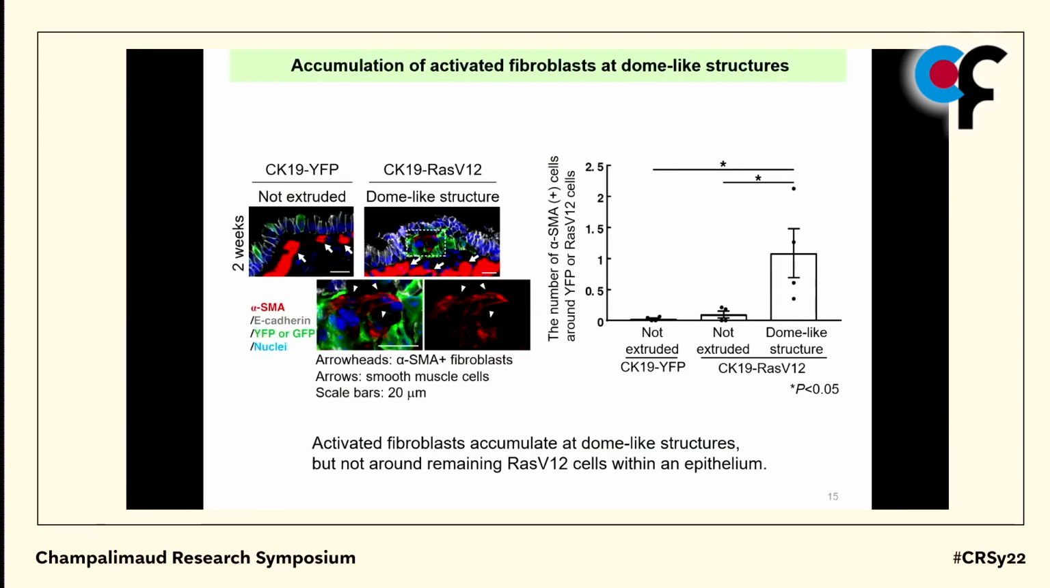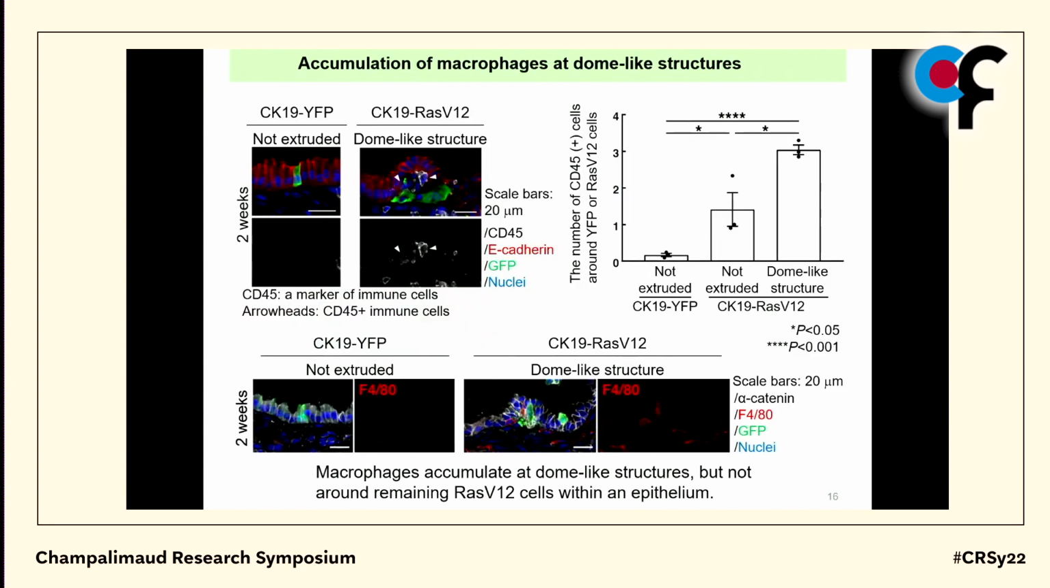First, we examined what kind of stromal cells are recruited in this dome-like structure, and we found that alpha-SMA positive fibroblasts, the activated fibroblasts, were accumulated within the dome-like structure. This shows the quantification data. In addition, we found that CD45 positive immune cells are also accumulated in the dome-like structure like this, but not so much around the non-excluded cells. In particular, F4/80 positive macrophages are accumulated in the dome-like structure.